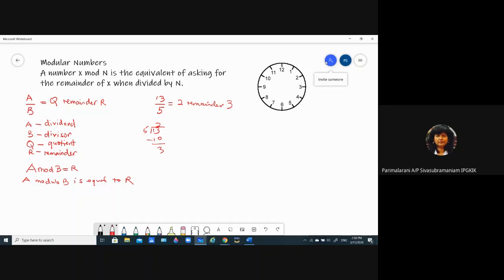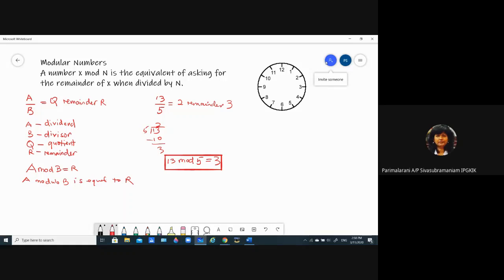Okay. So if we only want to look at the remainder alone, we don't care what the answer is. We are interested only in the remainder. So we can write this as 13. We are dividing with what number? 5. The mod is the number that you divide with. 13 mod 5 is equal to 3. So when you see something like this, you know that 13 divided by 5 gives you a remainder of 3. That is what it means.